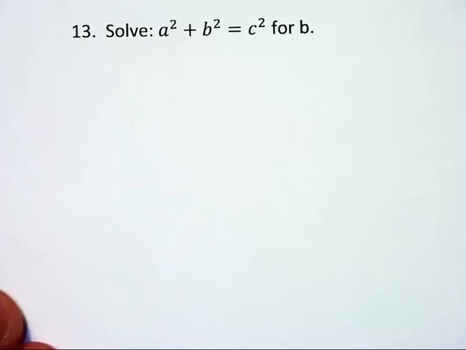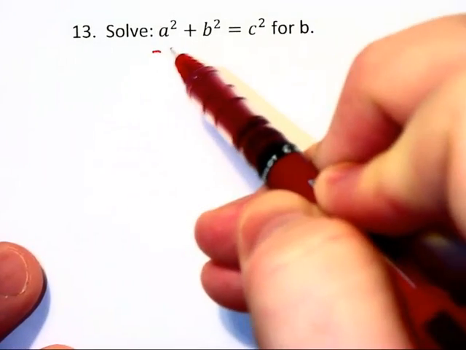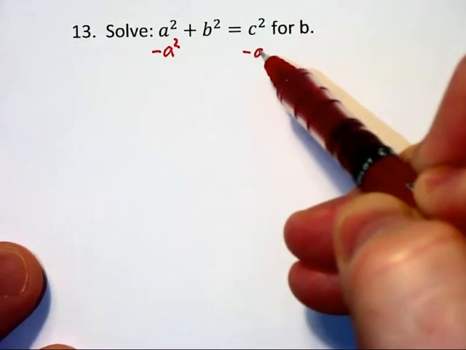Now we solve a literal equation for b, and we're going to subtract a squared on each side of the equation.